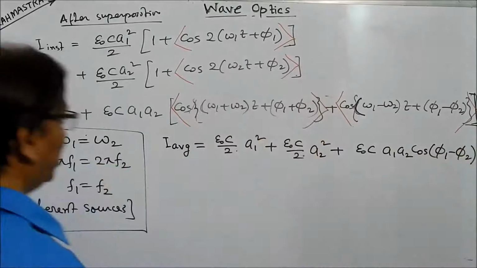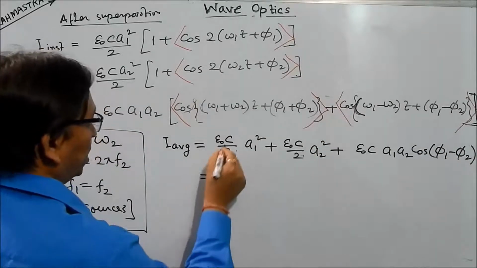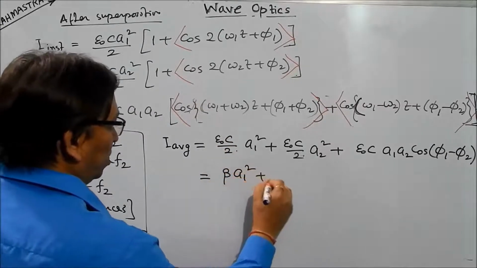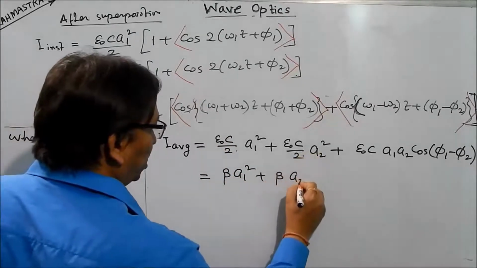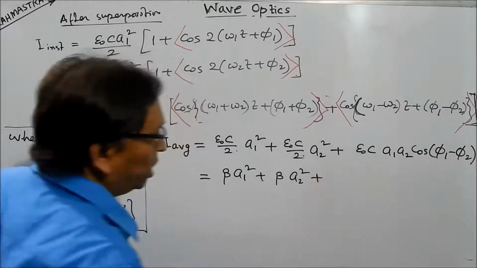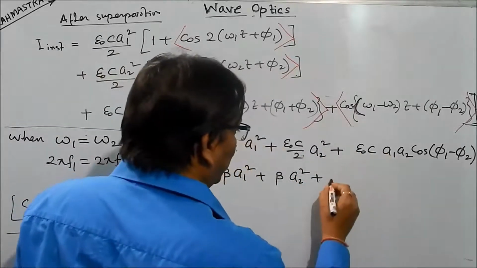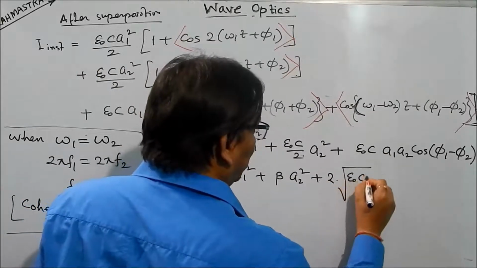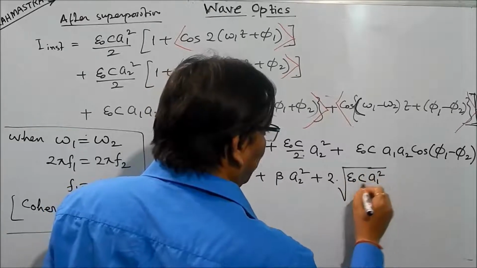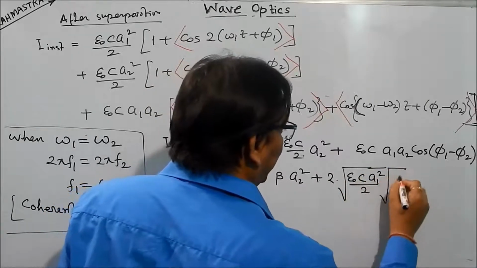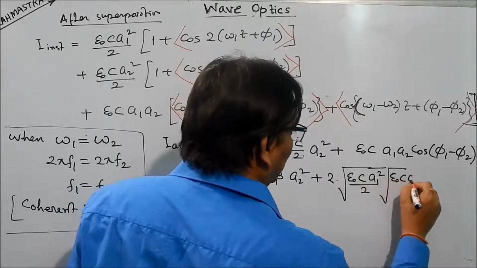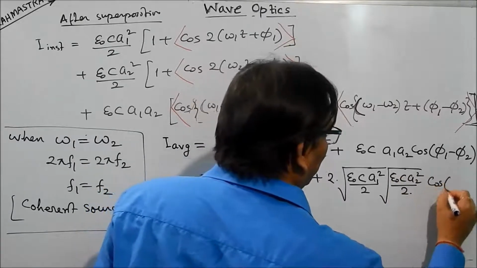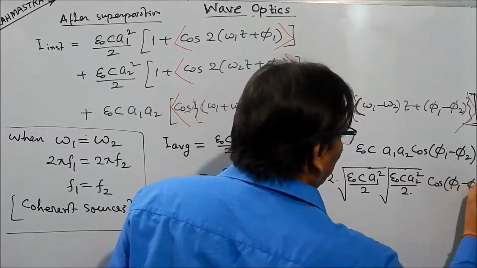So this part will be present. So this can be written as, remember we have considered this as beta. So this is beta a1 square plus this is beta a2 square plus, how can it be modified? Okay, you can take 1, 2 and you can write root under epsilon naught c a1 square by 2 and then again root under epsilon naught c a2 square by 2 and then cos phi 1 minus phi 2.